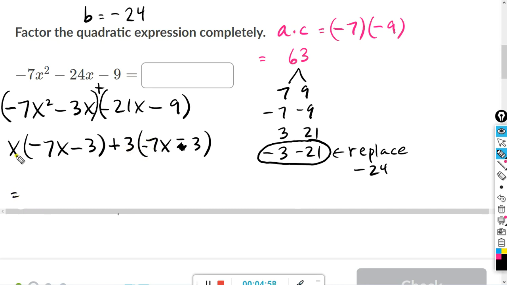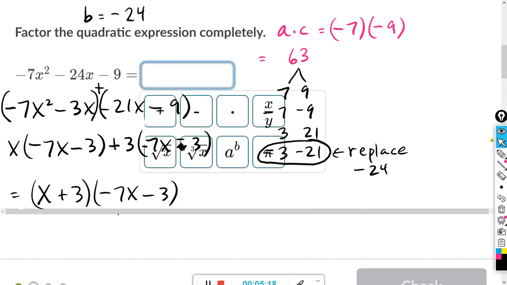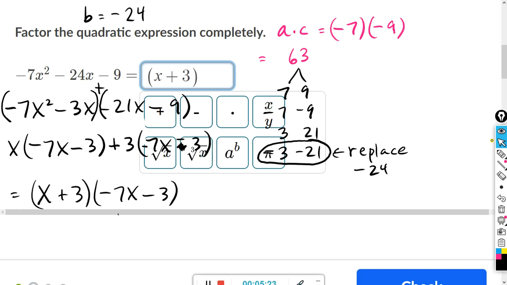Okay? And now since each of these terms are multiplied by negative 7x minus 3, it's just going to be x plus 3 times negative 7x minus 3. So enter that in the box, use parentheses, x plus 3, hit the right arrow key, parentheses again, negative 7x minus 3. Okay, and it closes the parentheses for you.